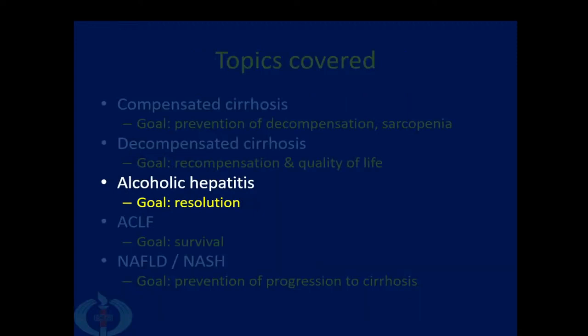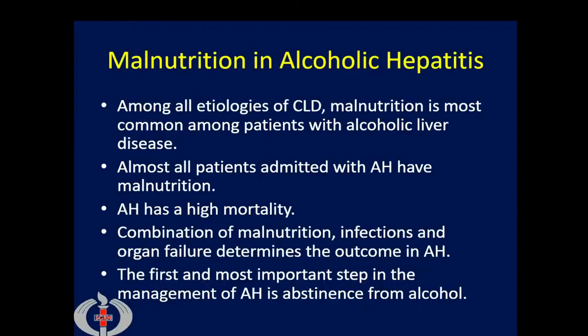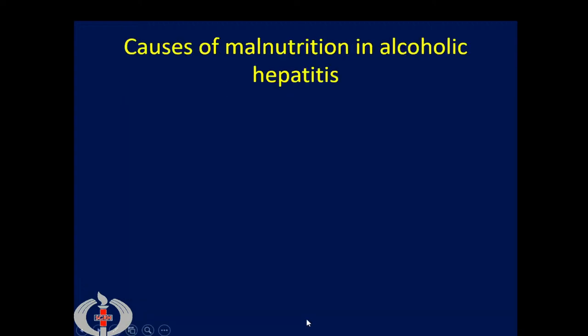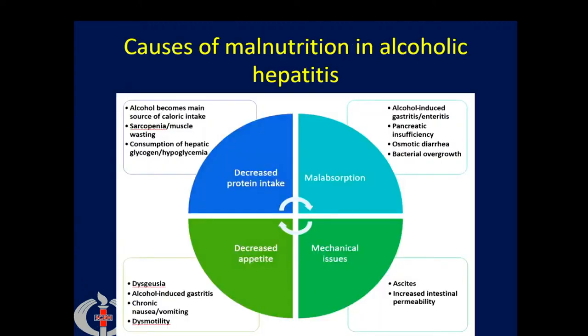What about the dietary prescription in patients with alcoholic hepatitis? Among all the etiologies of chronic liver disease, malnutrition is much more common in patients with alcoholic liver disease, and almost all patients who are admitted with alcoholic hepatitis are malnourished, and because of that, these patients have got higher mortality. And the combination of malnutrition, infection, and organ failure determines the outcome of patients with alcoholic hepatitis. So, the first and most important step in the management of alcoholic hepatitis is abstinence from alcohol and then nutrition supplement.